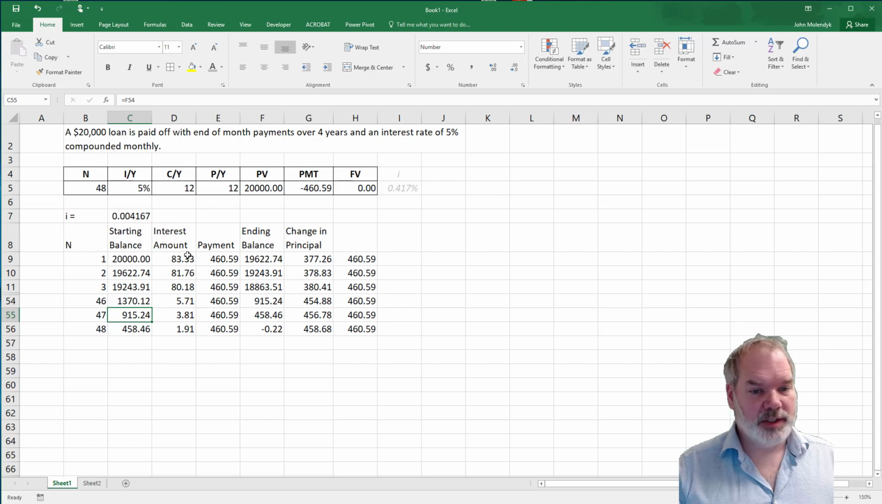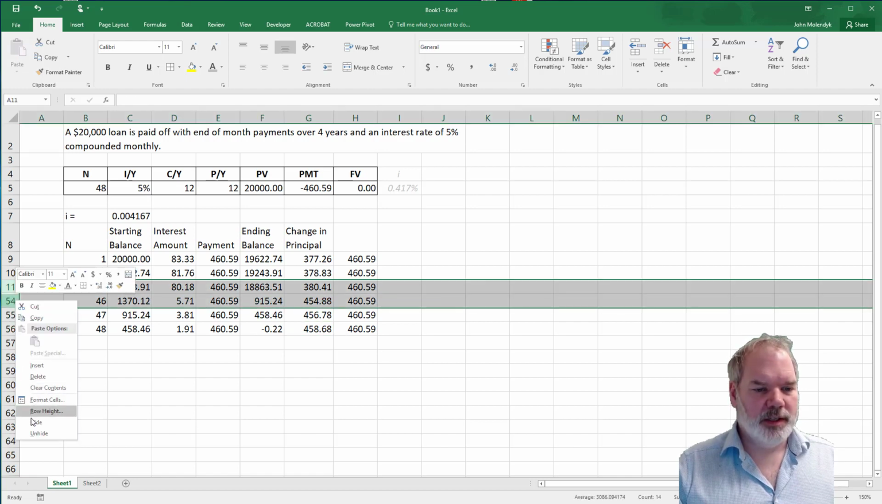$458. And we can see that the interest amount for every payment is going down. Here, because it's almost paid off, we're only owing $458, so we only have $2 in interest to pay. But because the payment is the same size, the change in principal is getting much larger. In the first payment we only paid off $377 of the loan, but in the last payment, almost all of the $460 payment, $458, went into paying off the principal.